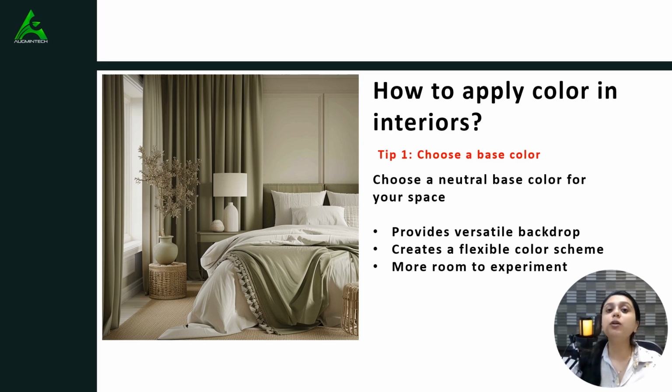If you want your bedding to be a certain color, maybe you can choose a color which complements the green that you have chosen. Maybe we can add some mustard cushions. I'm just thinking off the top of my head, but this is how you can build up your space. So the first thing is to choose a neutral base color.